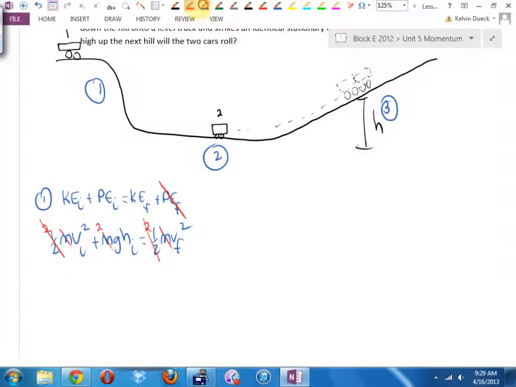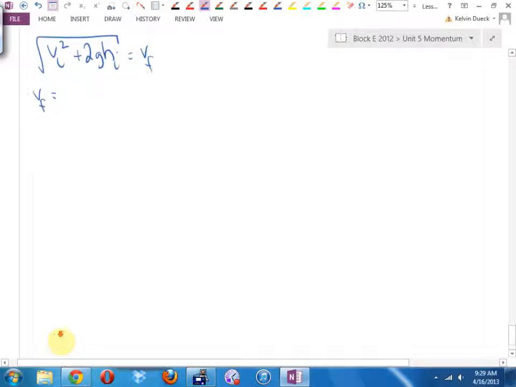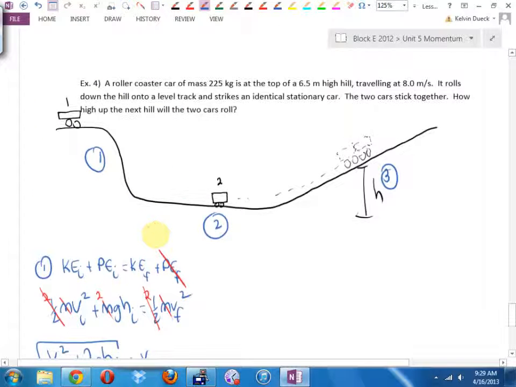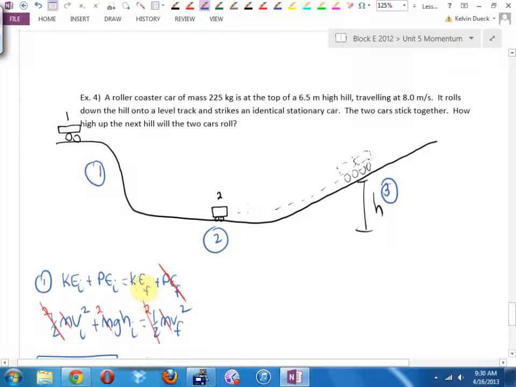So I think it's going to be v initial squared plus 2 g h initial equals v final squared. Wait a minute. How to get rid of the squared? I think it's going to be the square root of this whole thing equals v final, v final at the bottom of the hill, is going to be the square root of its speed at the top of the hill, 8 squared, plus 2 times 9.8 times the height of the hill, 6.5.